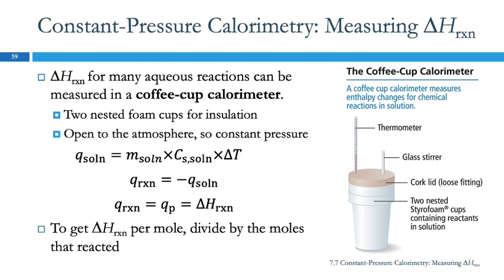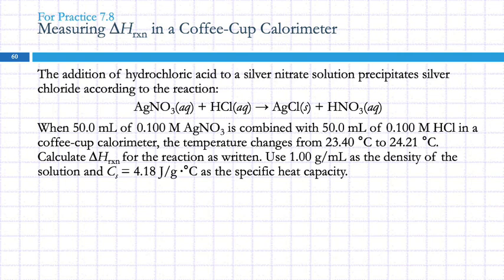As we learned, delta H is generally expressed as joules or kilojoules per mole, based on how many moles are in the chemical equation. And so we get that number, and then we're going to divide by the moles that reacted. So here is an example.